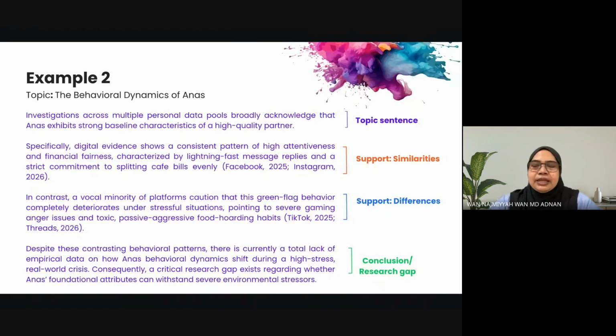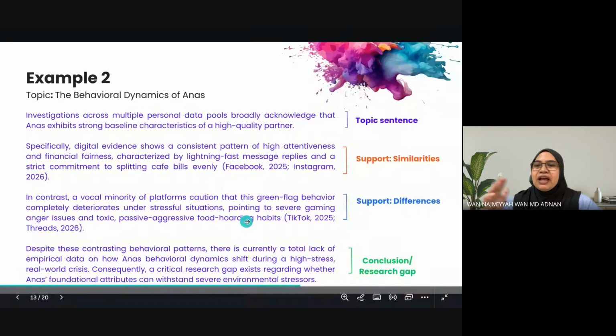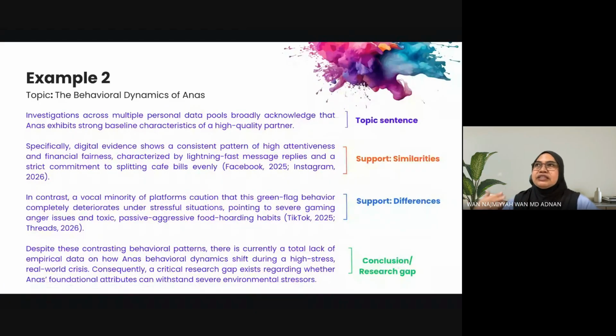For each subheading, for example, you have a five-paragraph structure. The first paragraph will always be the introduction. The second paragraph is the one that you are writing here. Okay, you have arguments, you have similarities, you have differences, and you have the research gap.